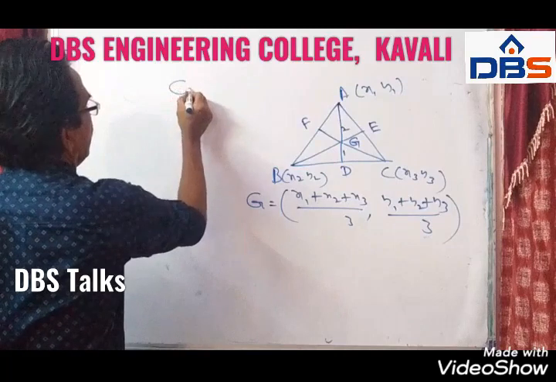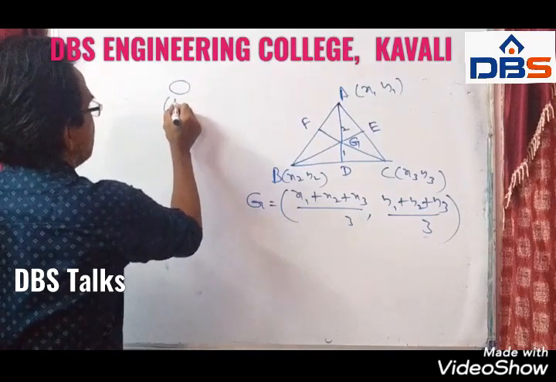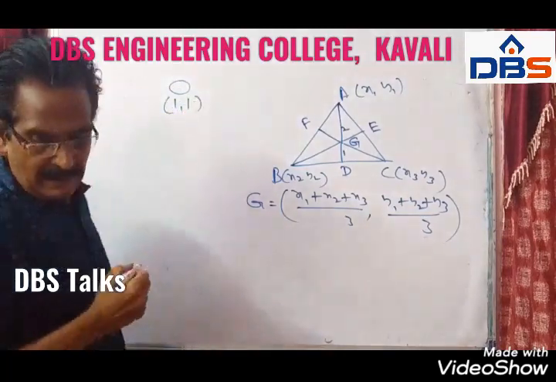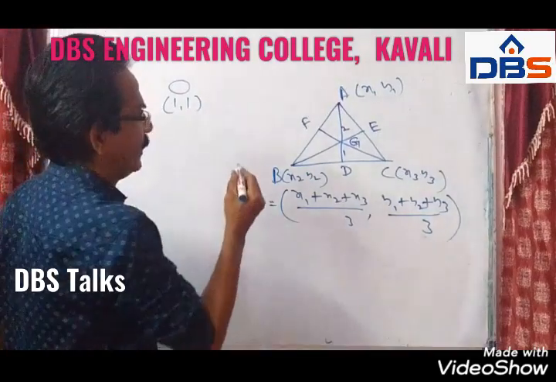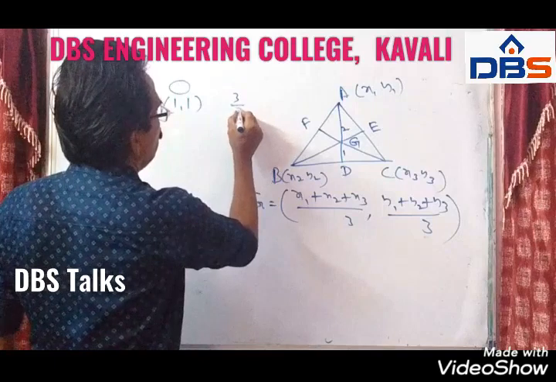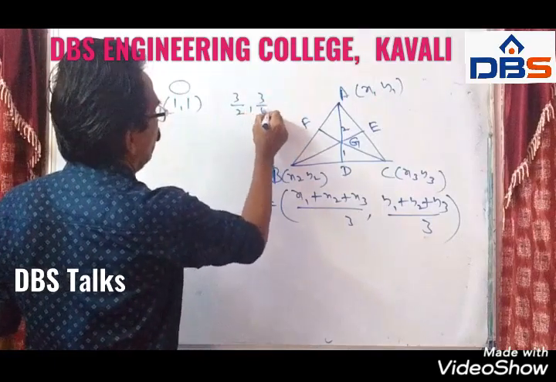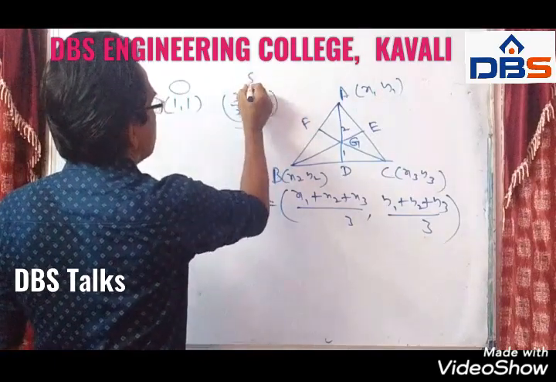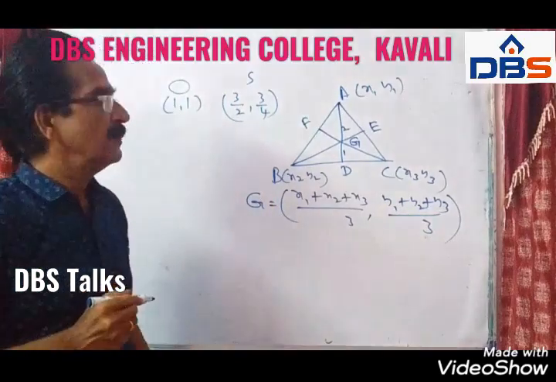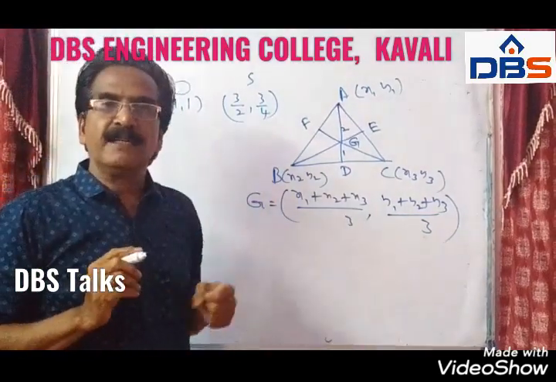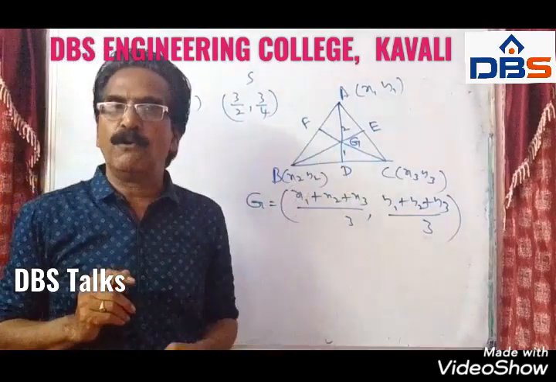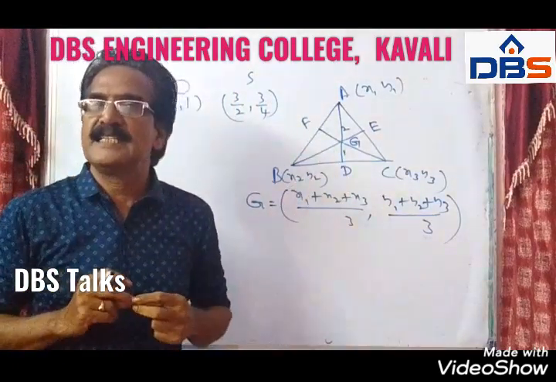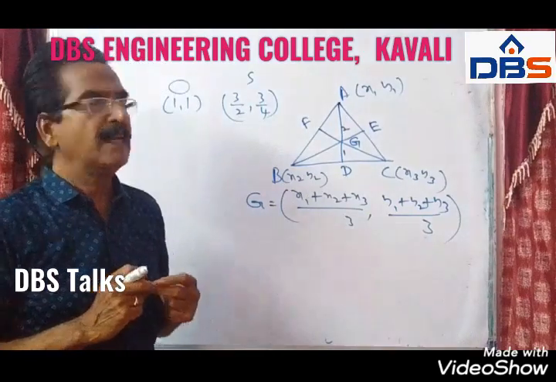The orthocenter of a triangle is (1, 1) and the circumcenter is (3/2, 3/4). This is the circumcenter. Orthocenter is (1, 1) and circumcenter is (3/2, 3/4). And what is the centroid of the triangle?